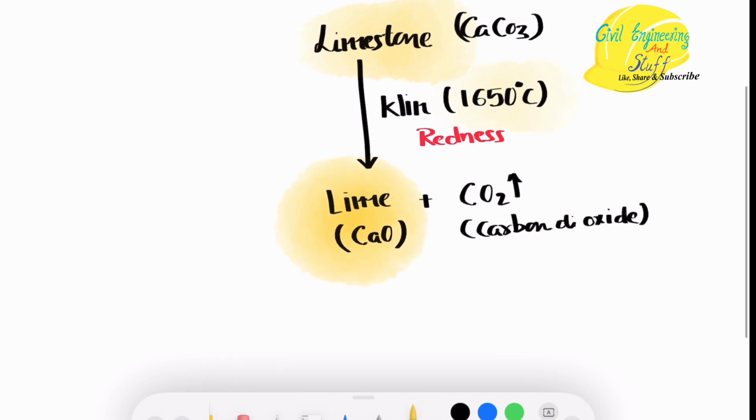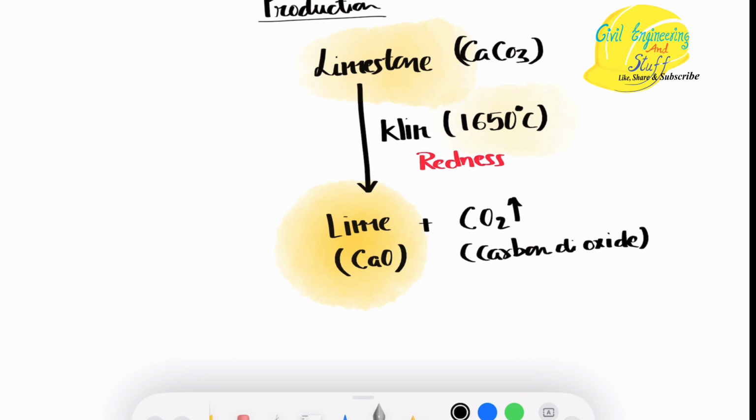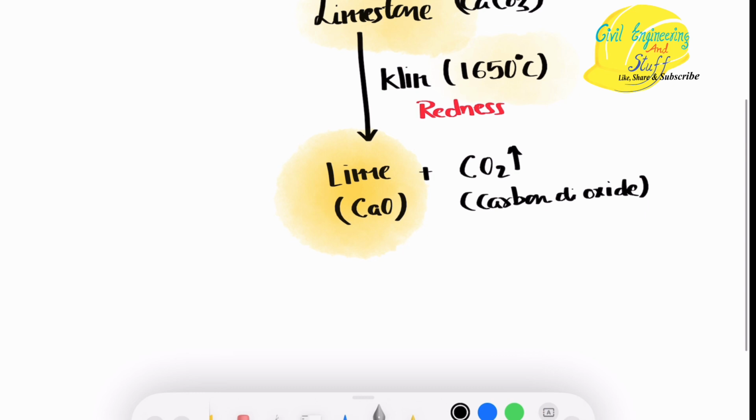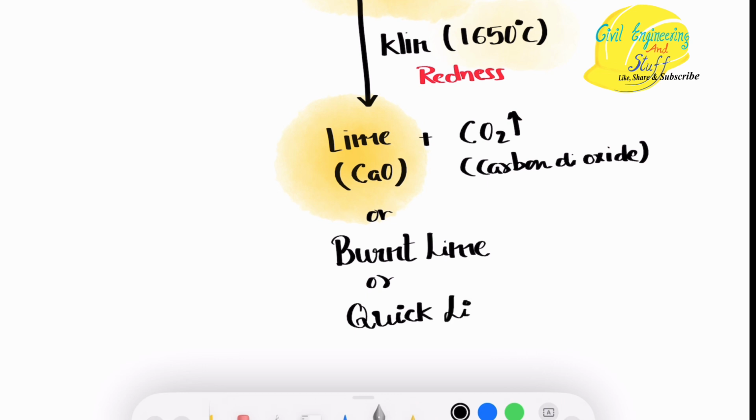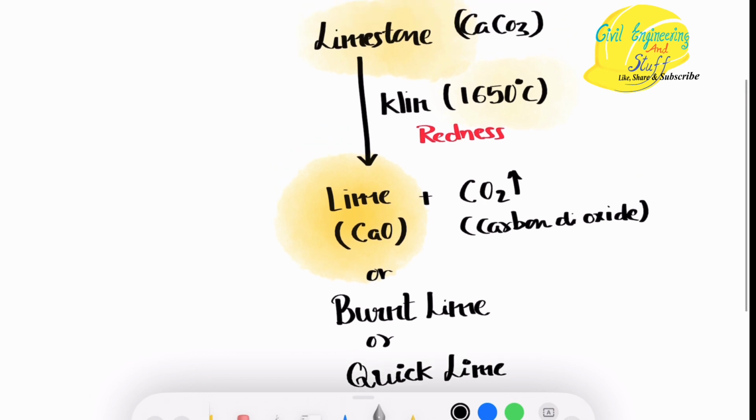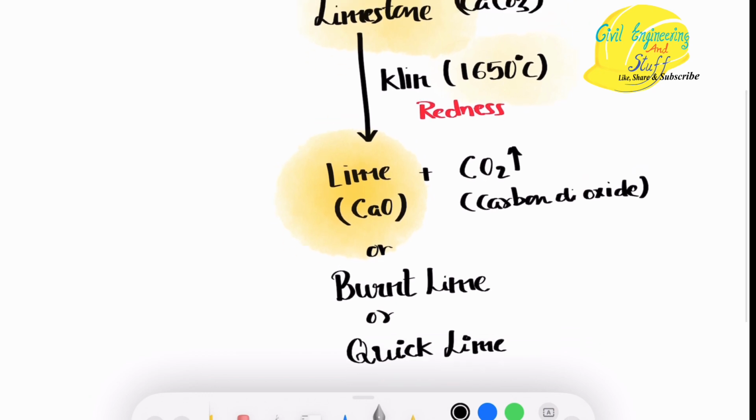Okay, now since lime is obtained by so much burning, this lime is also referred to as burnt lime, or also called quicklime. So lime, burnt lime, and quicklime are all the same terms.